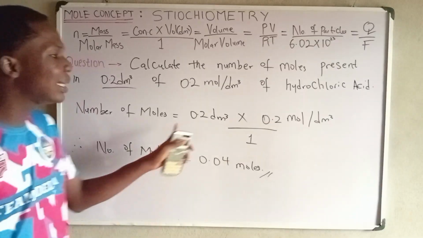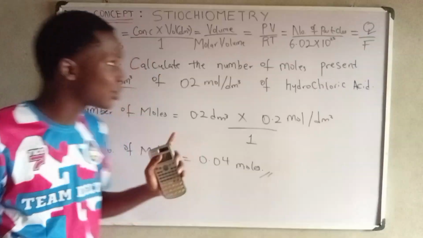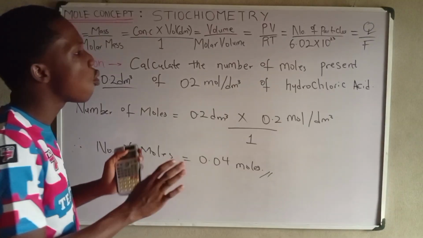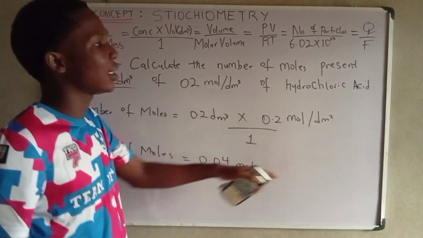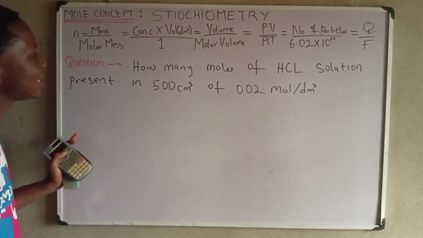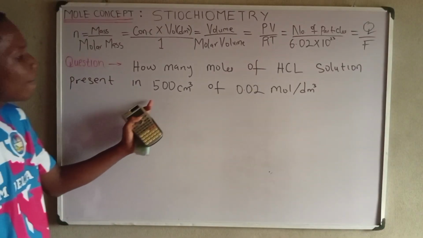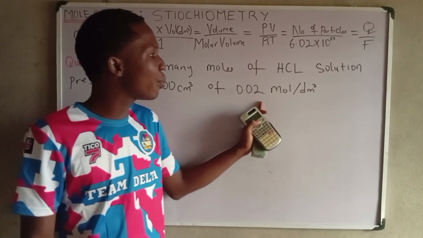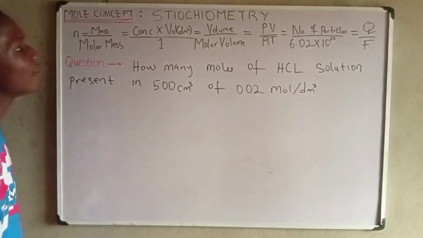Don't ever forget. Anytime your volume is in cm3, you will divide by 1000. Don't forget. Okay. So now I'm just going to give your own practice question, in which you are also going to drop the answer in the comment section. Alright guys, now welcome back. As you see this question, it says, how many moles of HCl solution present in 500 cm3 of 0.2 mole per dm cube? Now this is your question under the same formula.